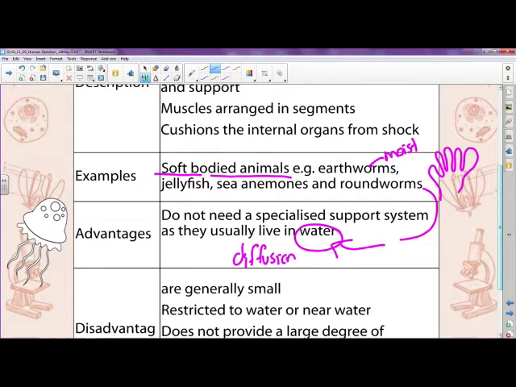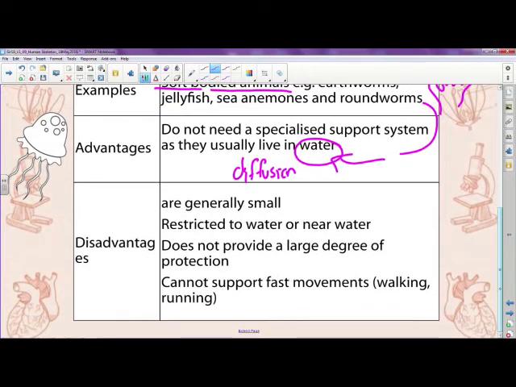The problem with it is that you are restricted in size. When we talk about sea anemones and earthworms, and next year we look at things called hydra, you're going to do a lot of this in the grade 11 syllabus, they are restricted. They have to be near water. So if you have a drought or a lack of water, your organism is obviously going to die. Also, because they're quite soft, they don't have great protection, so if you stand on them or squash them, they're going to get squashed quite quickly.